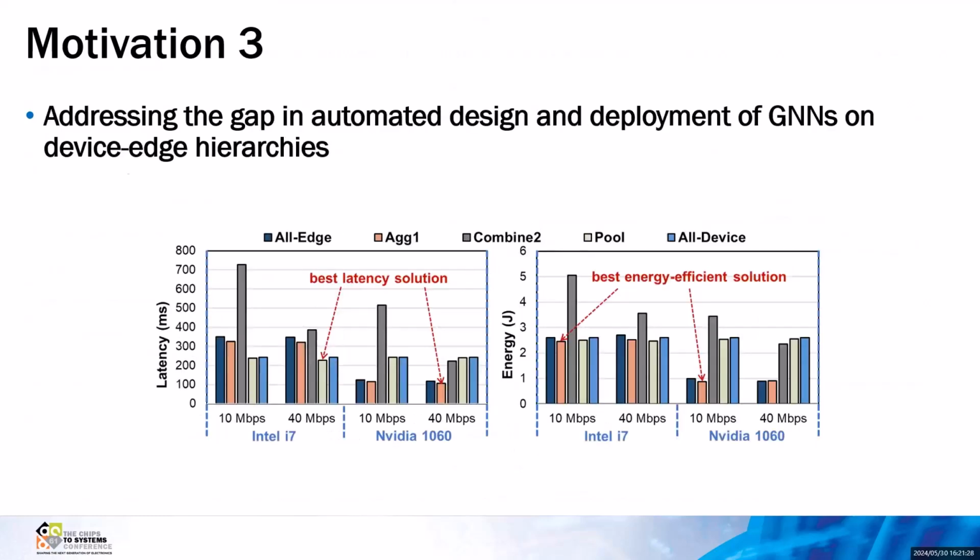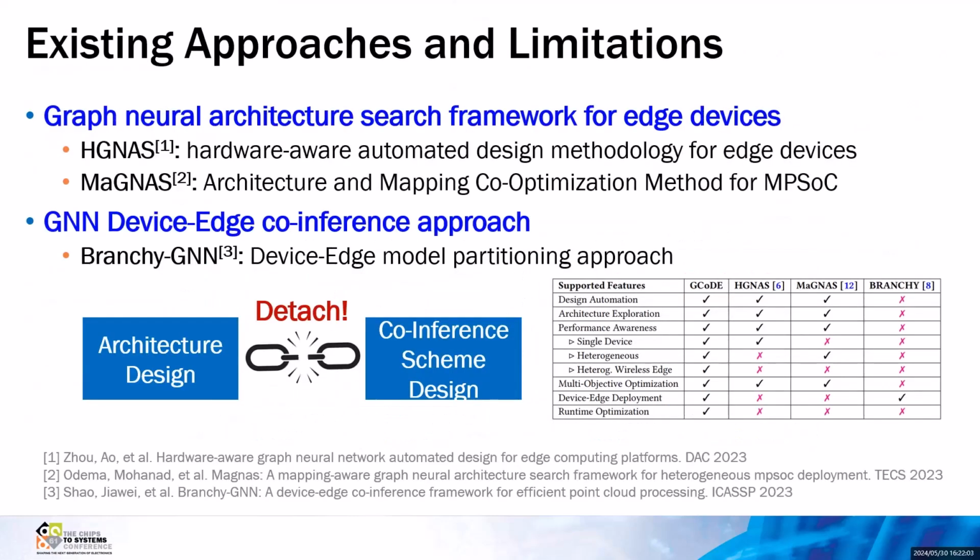The third motivation is addressing the gap in automated design and deployment of GNNs on device-edge hierarchies. We experimented with the potential optimal partition schemes for DGCN and found that the improvements in efficiency were very limited. So, in practice, partitioning existing GNN models and deploying them on device-edge co-inference systems often fails to achieve the expected performance improvements and does not fully leverage the potential of this paradigm. And unfortunately, research on GNN device-edge co-inference is still lacking.